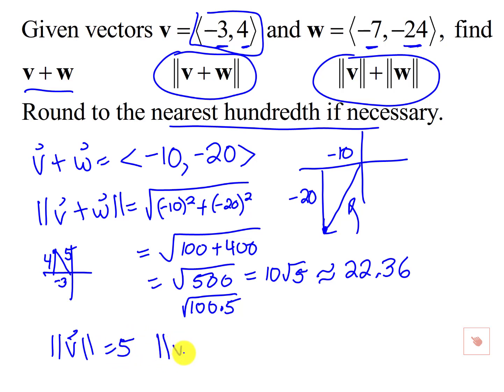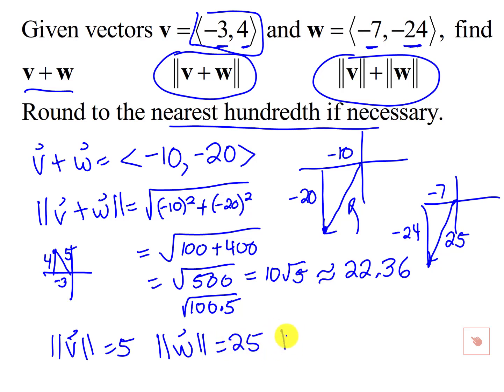And then magnitude of w, I'm going to draw w over here. w is -7 and -24. So we're after the length of that vector, -7, not drawn to scale, obviously, -24. And I recognize that one as well because there's only a few that work out evenly, but you could do the square root of 7 squared plus 24 squared, and we end up getting 25.